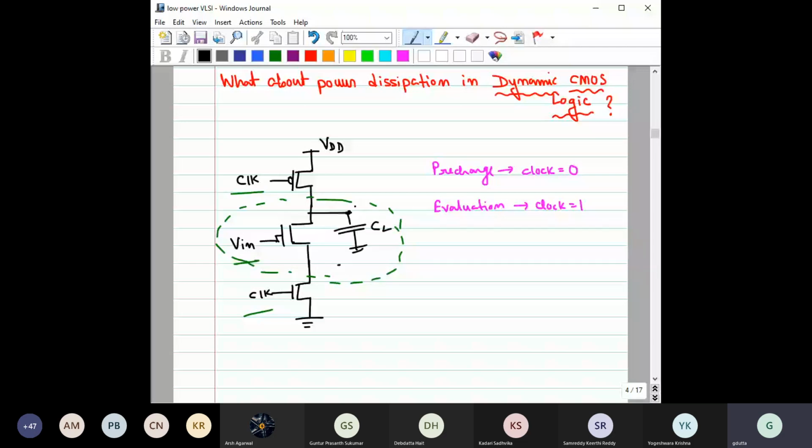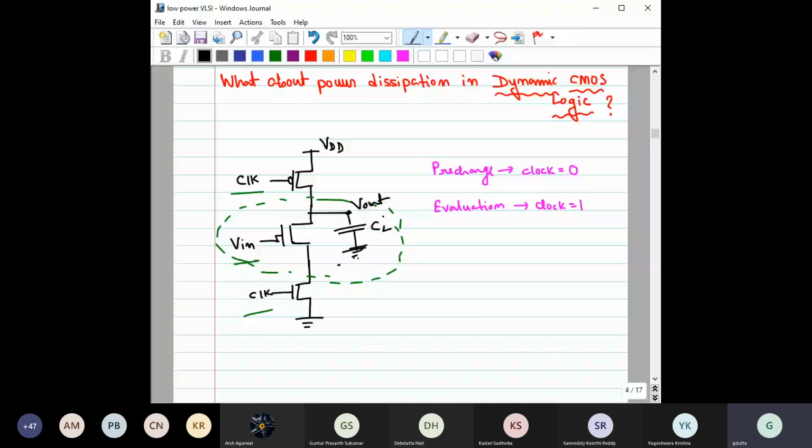And here is the output with CL, right? When this clock is 0, you know there are two stages: one is the pre-charge state, and the next one is the evolution stage. In the pre-charge state, the clock is equal to 0. When you make the clock equal to 0, what will happen? This capacitor will charge. And when you go to the evolution stage, then depending on the input it will discharge. But power consumption will only happen during the charging, not during the discharging.